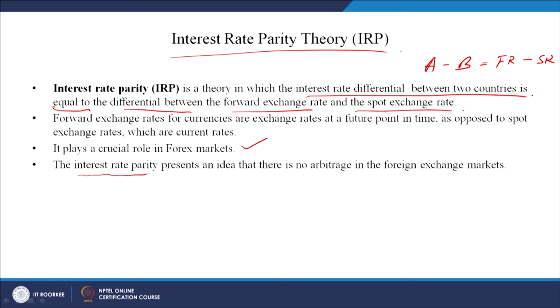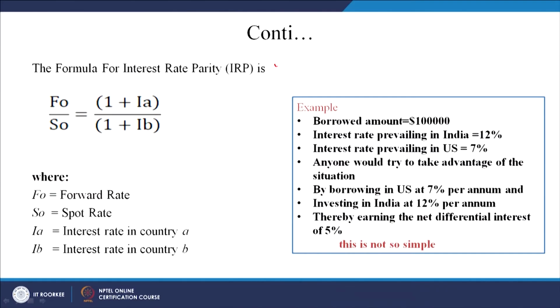The interest rate parity presents an idea that there is no arbitrage in the foreign exchange markets. So, the formula for the interest rate parity is something like this. Forward rate divided by spot rate is equal to interest rate in country A divided by interest rate in country B. This you have to remember.